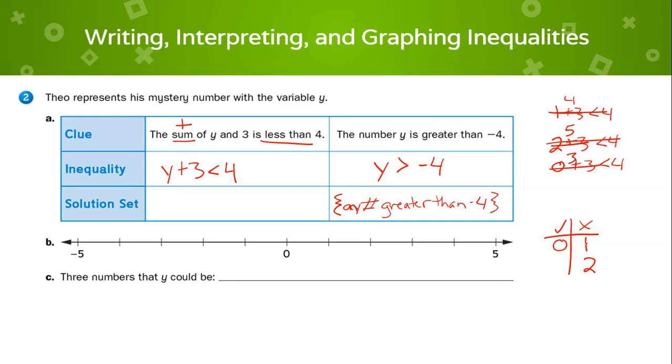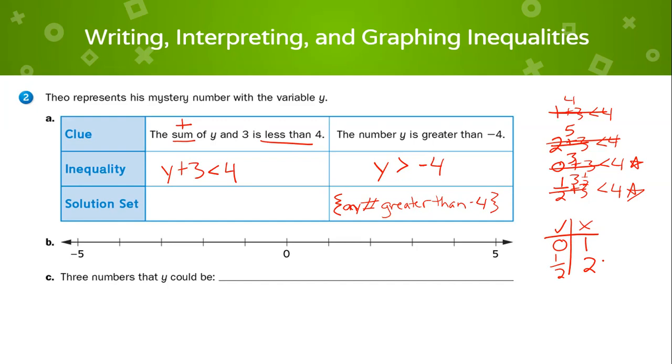What about a number that comes between 1 and 0? I'm going to pick the number 1/2. 1/2 plus 3 is less than 4. By the way, that one up there worked. 1/2 plus 3 is less than 4. Okay, this equals 3 1/2. That's less than 4. That works. So the number 1/2 works.